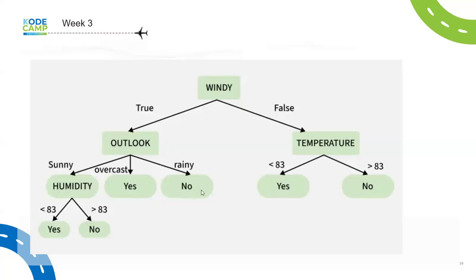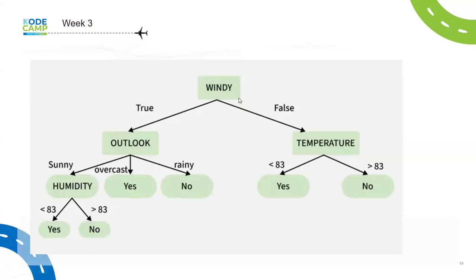If it is rainy, then the answer is no, I cannot go out. But if the outlook is overcast, I can go out, yes. But if the outlook is sunny, then there's another point of decision we have to make here. Is the humidity going to be high or low? If it is less than 83, we consider it as low, then yes, I can go out. But if it is greater than 83, then consider it as high, then no, I cannot go out. So that's why it's a decision tree. At each point you're making a decision. And the final prediction is in the leaf node, but it depends on the sequence that you pass through to get there.